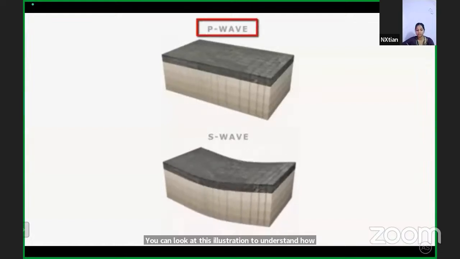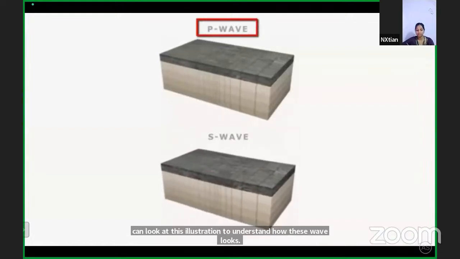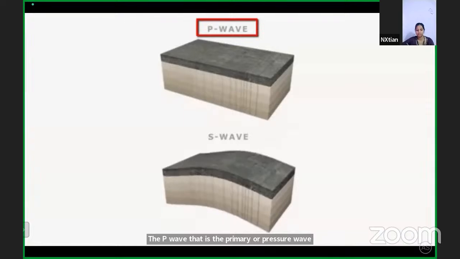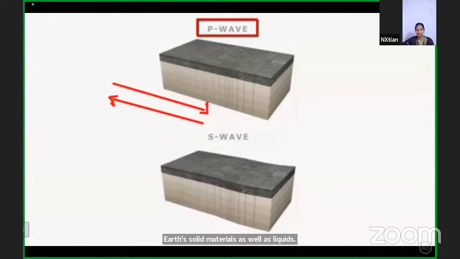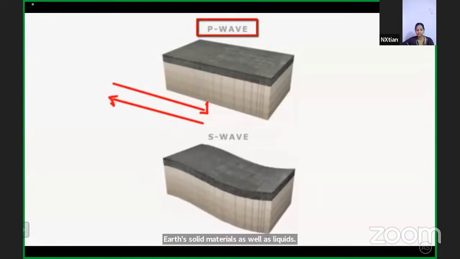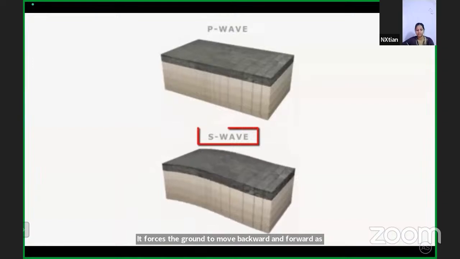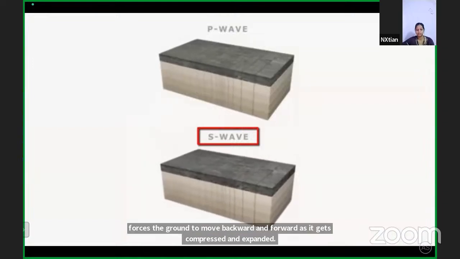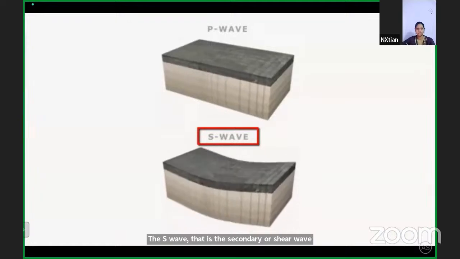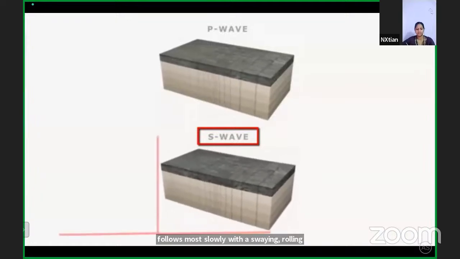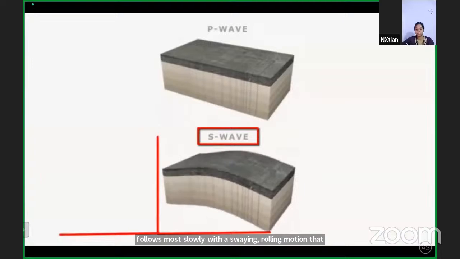The P wave, that is the primary or pressure wave, is a pulse of energy that travels quickly through the Earth's solid materials as well as liquids. It forces the ground to move backward and forward as it gets compressed and expanded. The S wave, that is the secondary or shear wave, follows more slowly with a swaying, rolling motion that shakes the ground back and forth perpendicular to the direction of the wave.